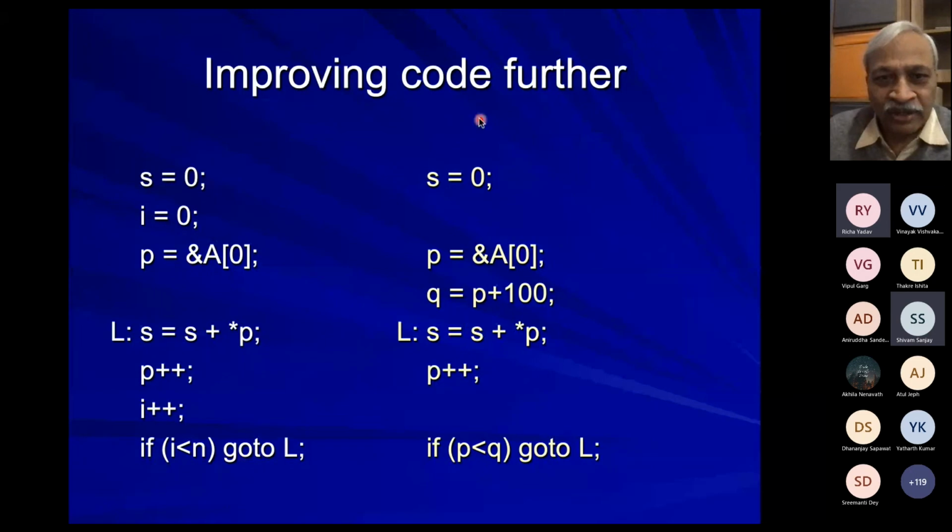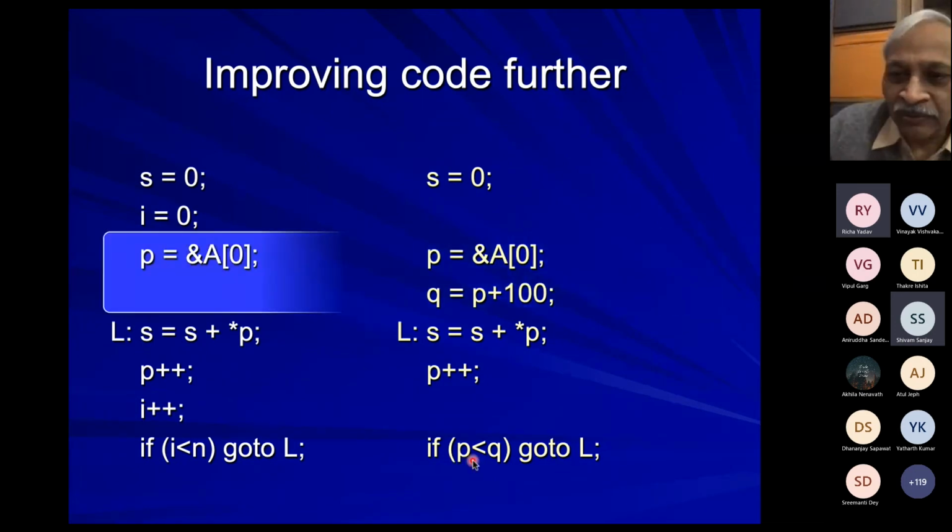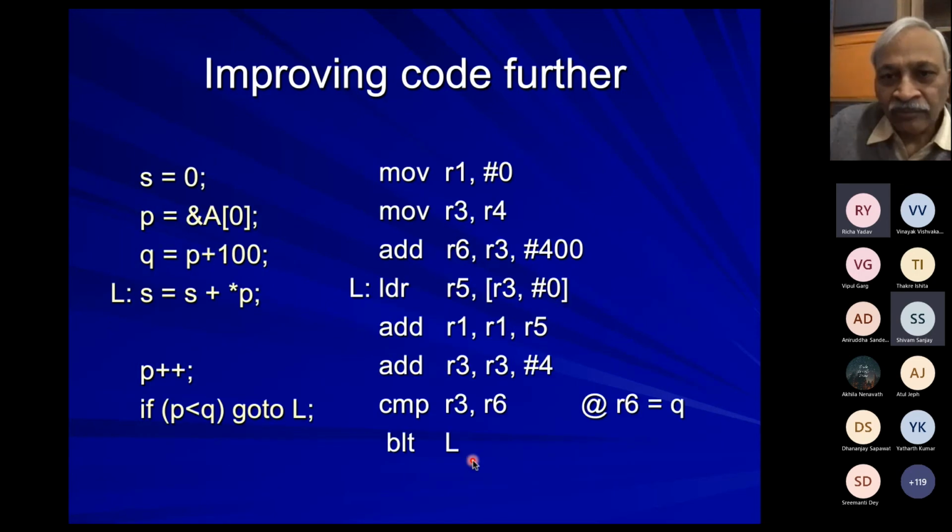As you can see in this code, there is no I. We have the final address, which is P plus... So to this pointer, we add 100, which means in terms of address, we'll be adding 400. And then P is compared with Q. So R6 holds the Q, which is the same as R3 plus 400, and the comparison is done with that.